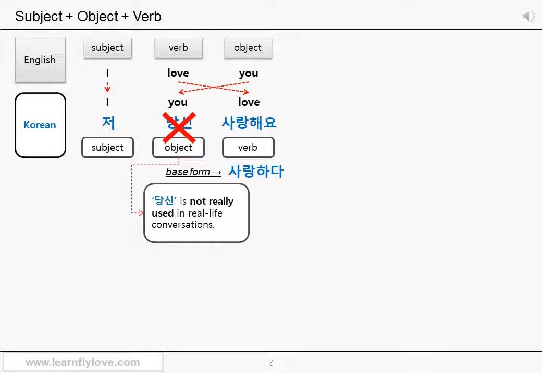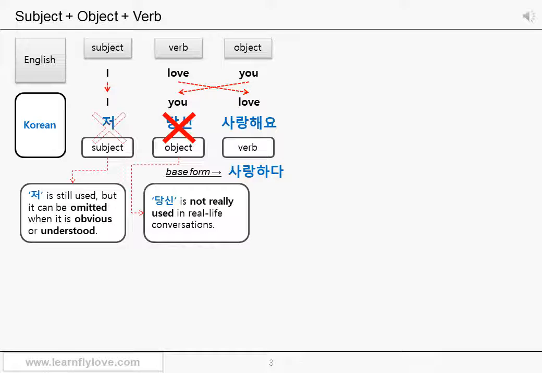Then you might wonder how to actually indicate the second person where you really need to. You basically use this person's job title or position, last name plus job title or position, or Mr., Ms. plus name, instead of the pronoun you. Let's talk about this in detail again later. 저, which indicates the first person I, is used most of the time, but 저 can also be omitted or understood if it's very obvious. So in some cases, you can omit 저 too.